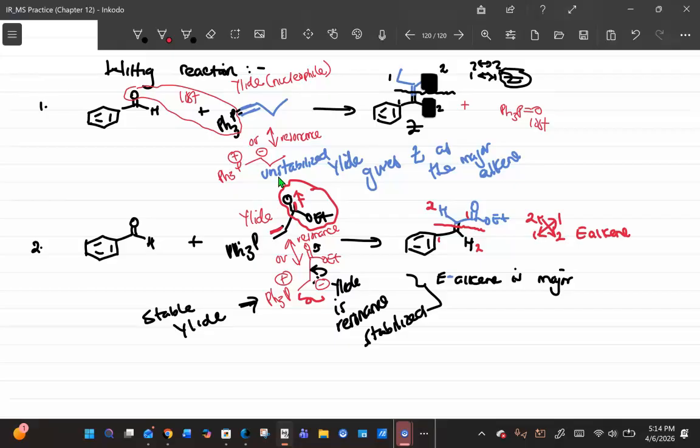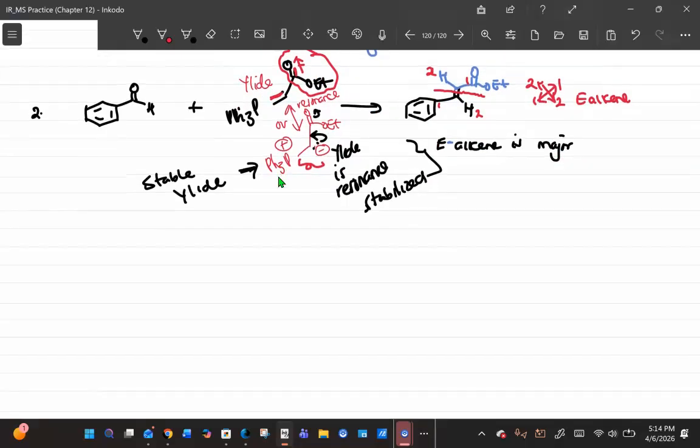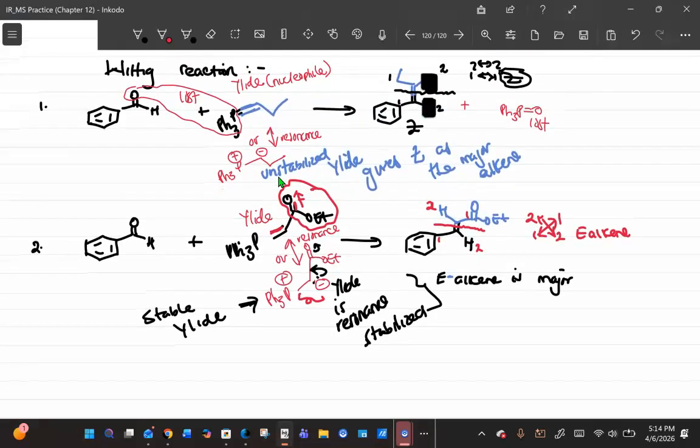Are you good? Yeah. So you need to know the difference between stabilized and unstabilized ylides. Stabilized ylides, you'll have that electron withdrawing group or a carbonyl group, or we should say an extra double bond that will cause extra resonance stabilization. Unstabilized is most likely just an alkyl group.